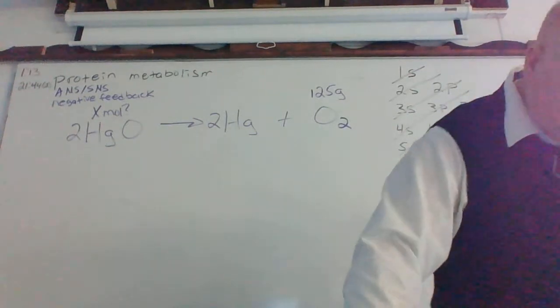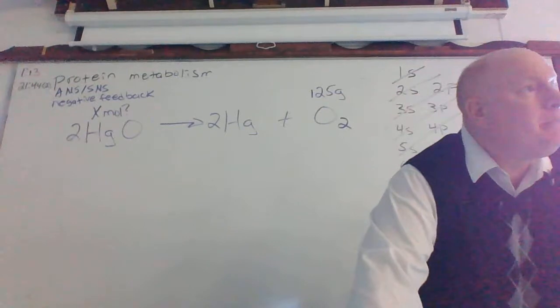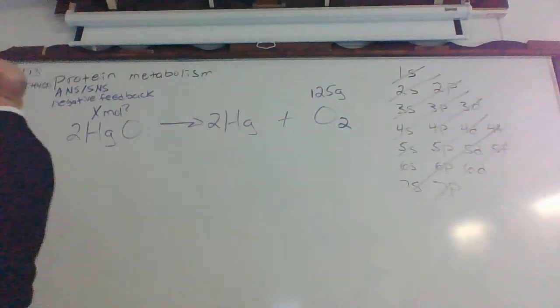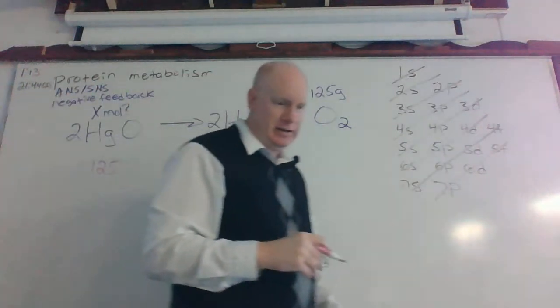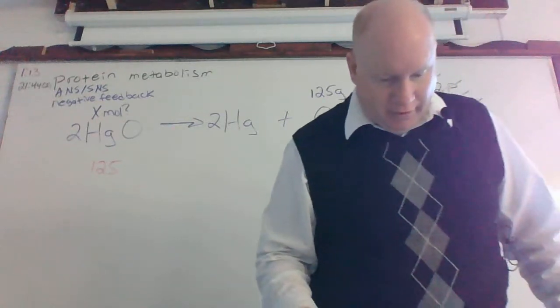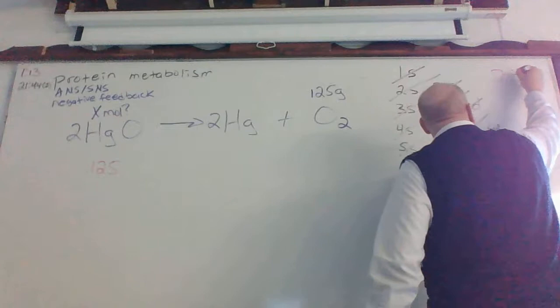Interesting reading. Okay, so again, a three-step problem. We see a number written in grams. What are we going to do? Change that to what? Okay, so we're going to change that to moles, 125. Oh yeah, see, I get to cheat again, because we're looking for an answer of 7.81. So we'll write that over here, 7.81.